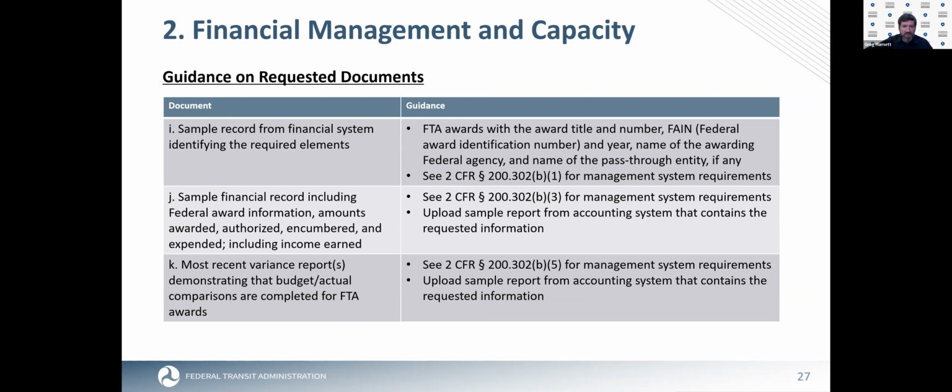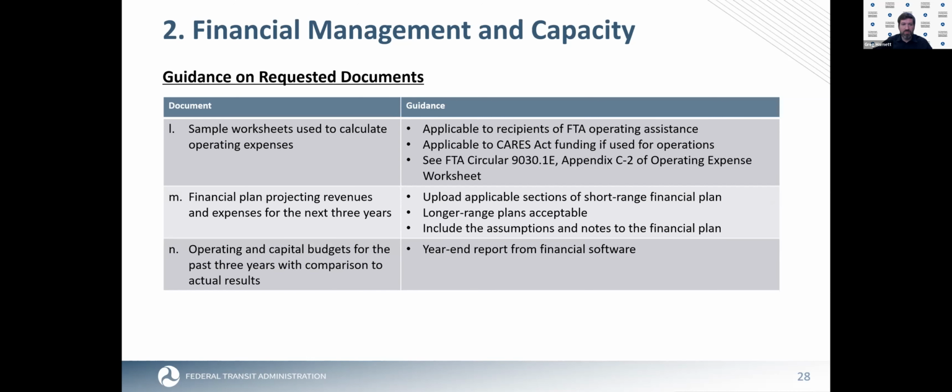And then we'll just flip on to J here. Also, you would want to provide sample financial records indicating federal awards, including the amount awarded, what's been authorized, encumbered, expended, and identify any income earned. And you can see again, for each one of these, we have a citation to 2 CFR 200. We'll call it the super circular, but it's OMB's uniform guidance. So looking then at the final item on this slide, K, the RIR also asks for the most recent variance report or reports that show the budget and then the actual expenditures as a comparison for completed FTA awards. And again, we'll keep moving then.